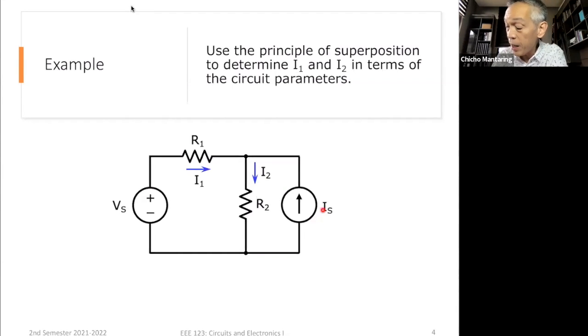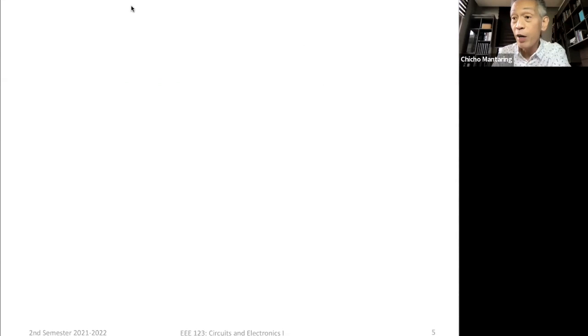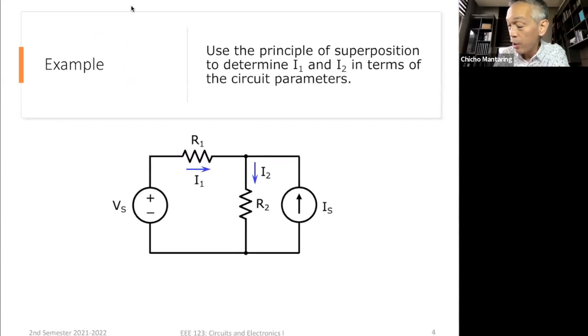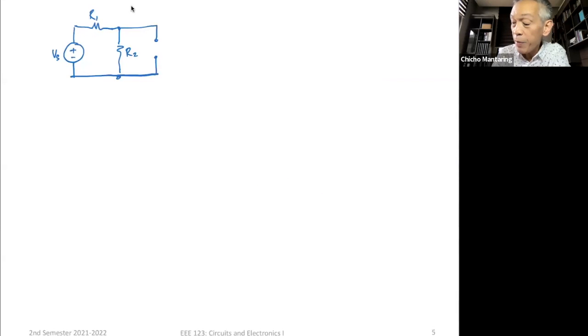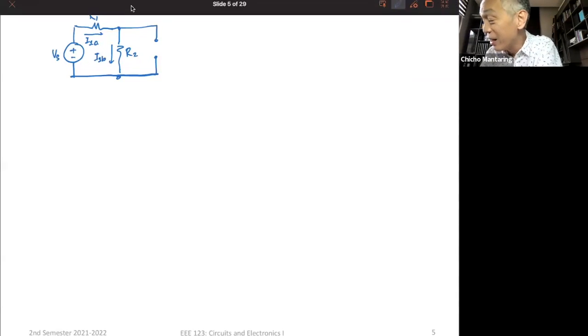And to suppress my current source, I replace it with an open circuit. So what is my equivalent circuit going to look like? Well, I'm going to have Vs, I will have R1, I will have R2, and my current source I replace with an open circuit. So let me call these currents now I1A and I1B. I1A is the current through R1 with Vs acting alone. And I2A, not I1B, I2A.